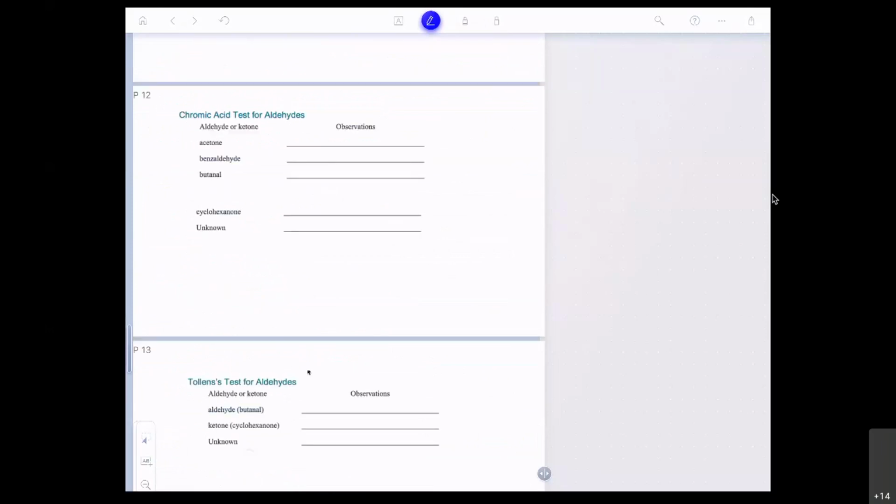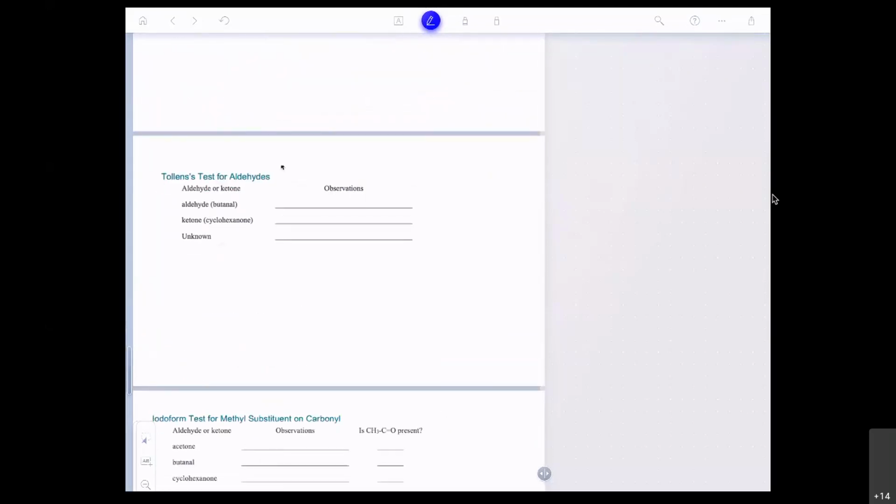Chromic acid is a positive test for aldehydes. It is a negative test for ketones. The positive test in chromic acid is an orange solution turning into a dirty green precipitate. It's not a nice, beautiful leaf green or dark green. It's kind of like a brownish green. There's a brown tinge to that green.